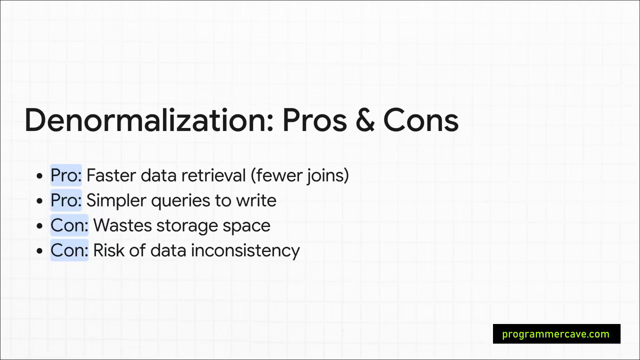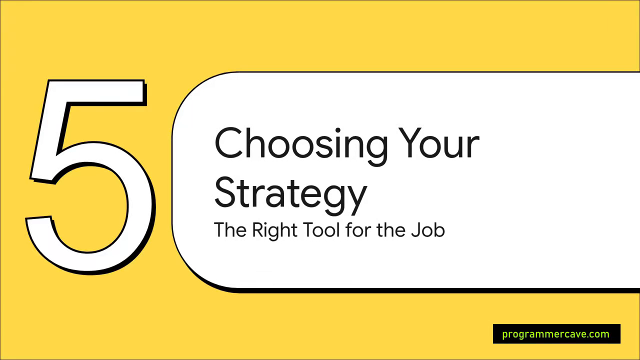But the cons can really bite you. You're wasting storage space, sure, but the really big one is that risk of data inconsistency comes roaring back. If that author's nationality changes, it's now your application's job to remember every single place you copied it and update all of them perfectly. So now we have these two completely opposite philosophies, right? Normalize for integrity or denormalize for speed. How in the world do you choose the right strategy for your project?